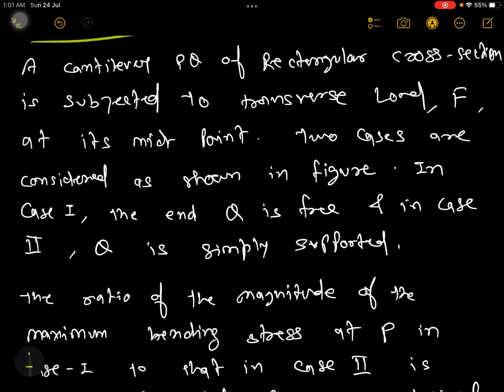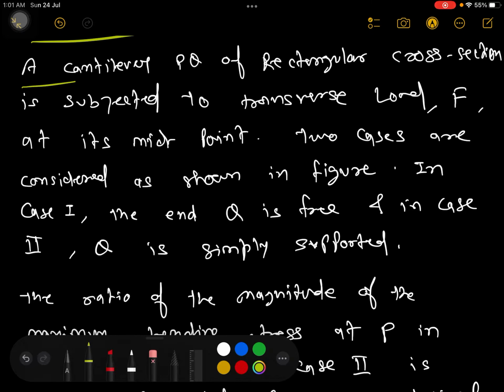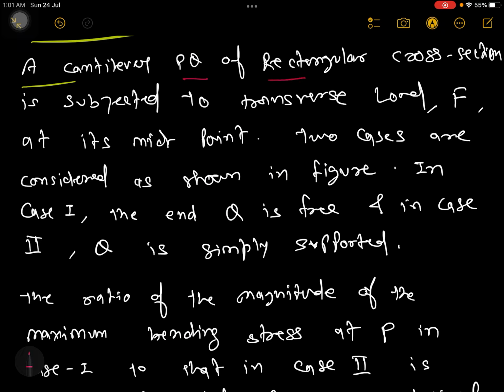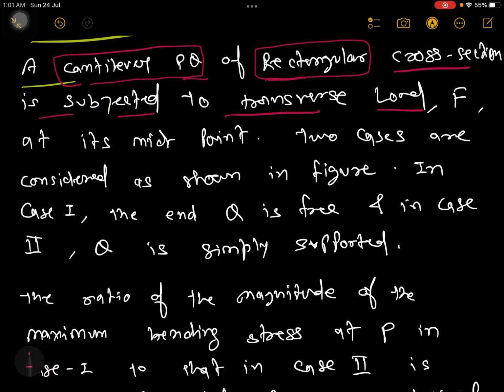Now come to the main content of the question. A cantilever, I'll change the color. I'm not liking this color, so I'll use this one. A little bit more dark, we'll go for this. A cantilever PQ of rectangular cross section is subjected to a transverse load. So get everything in detail. Are you aware of a cantilever beam? Yes, everyone is aware. Do you understand the meaning of rectangular cross section? Yes, you know. If you have a beam like this, the cross section is rectangular. Why rectangular cross section? It will help you to calculate the moment of inertia. That's why this information is important. Anyway, for this particular question, the moment of inertia will get cancelled out. So even if you don't know the formula of moment of inertia, it does not matter.